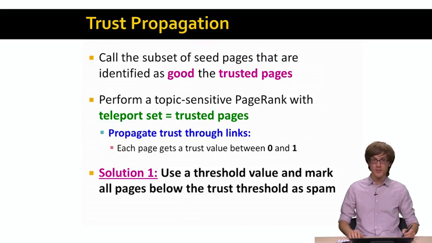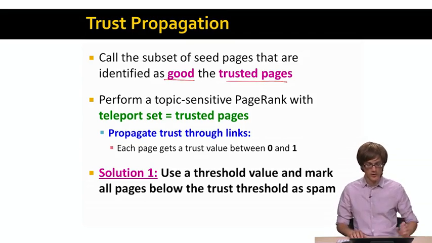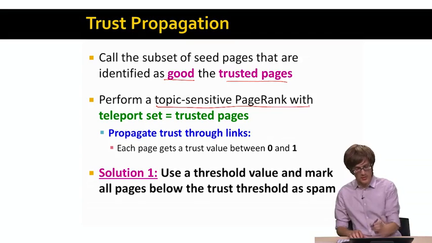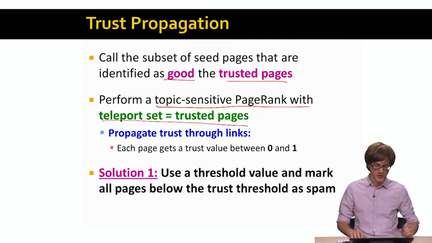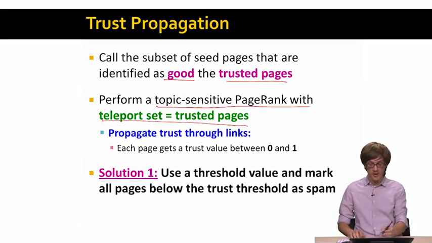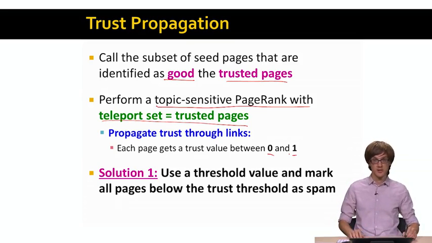So the idea is the following. What we will be doing is trust propagation. We have a subset of good seed pages that we identify as good, which we will call trusted pages. And then we perform, as I mentioned before, the topic-sensitive PageRank with the teleport set to the trusted pages. What this really means is that we are propagating trust across the links of the graph. Right? And the trust can take values between 0 and 1, the same way as the PageRank score.